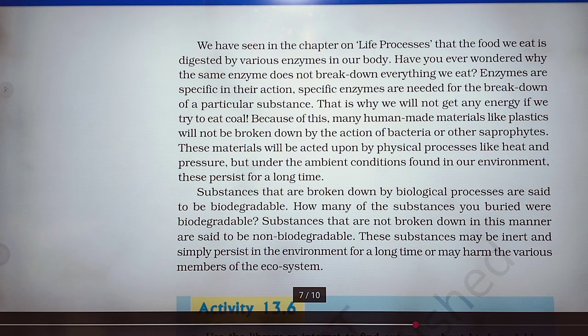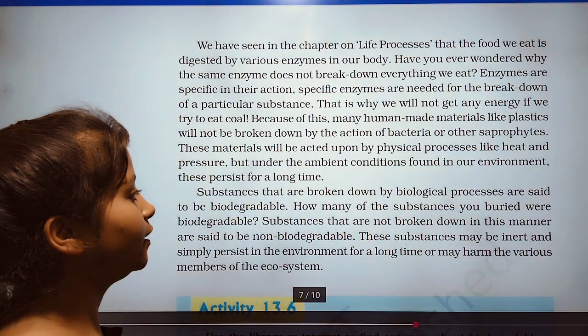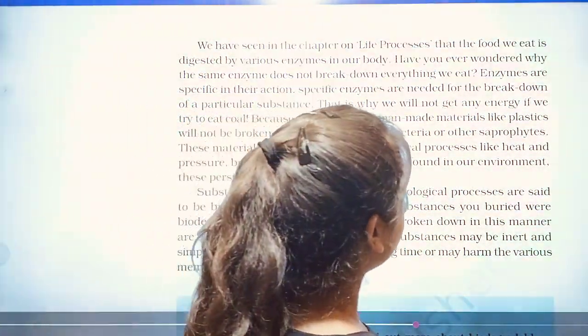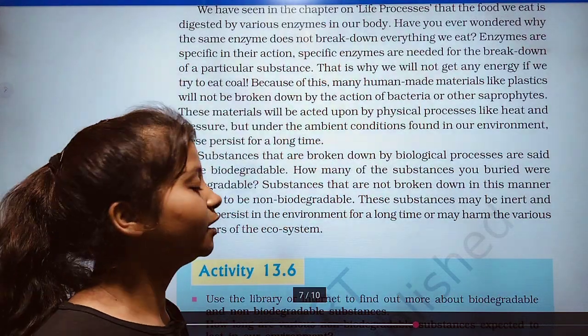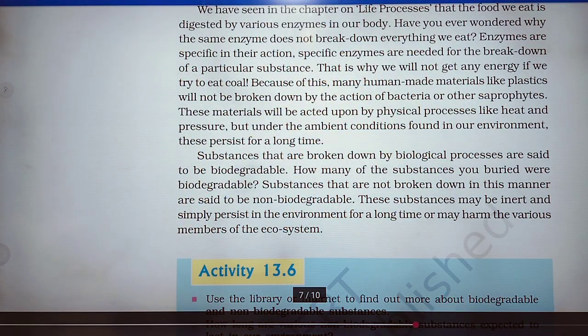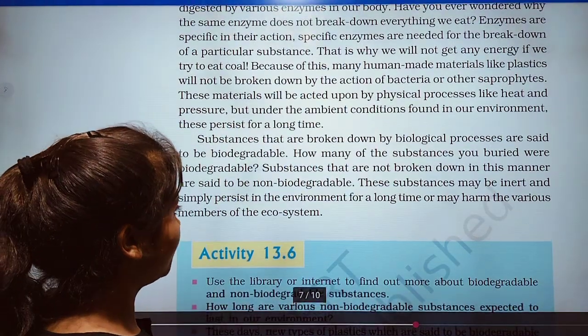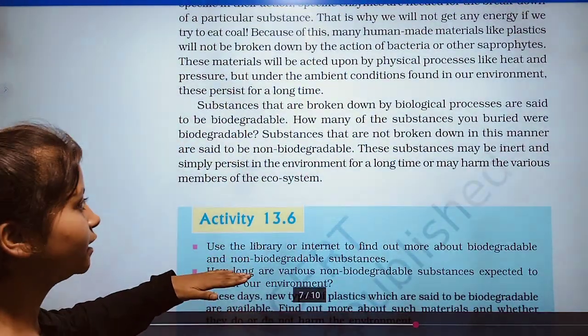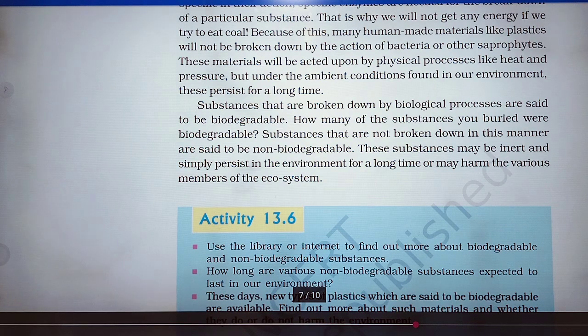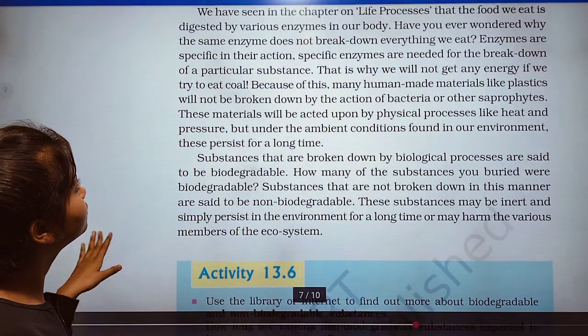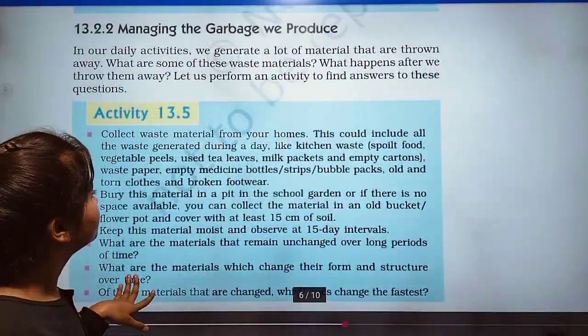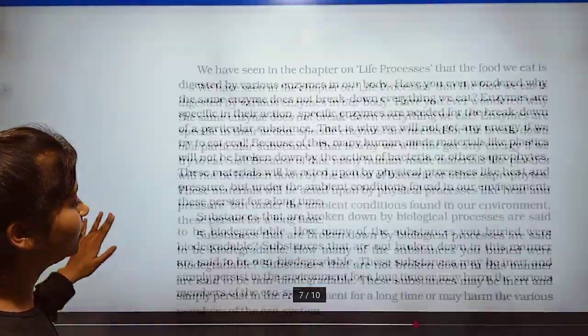Substances that are not broken down in this manner are said to be non-biodegradable. Those are substances which cannot be broken down by biological processes, like plastic, and in the above activity, the broken footwear and milk packets.